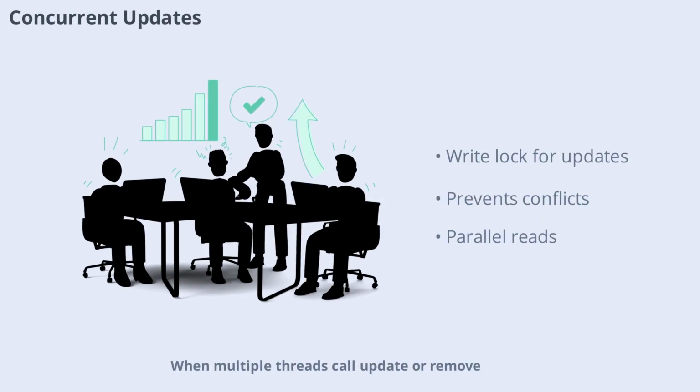When multiple threads call update or remove, the write lock ensures that only one thread modifies the data structures at a time. This prevents conflicts and keeps the ranking accurate. Meanwhile, read operations for top K can proceed in parallel as long as no write is in progress. This balance is key to supporting high-throughput, real-time applications.